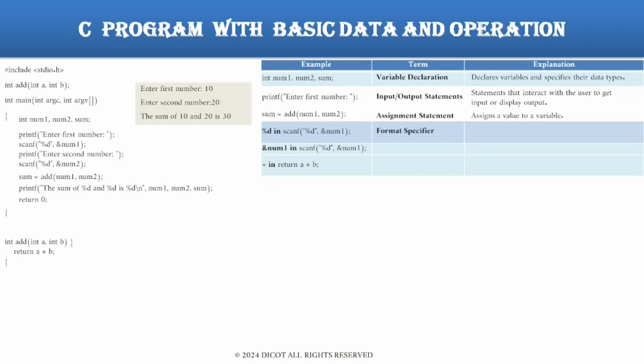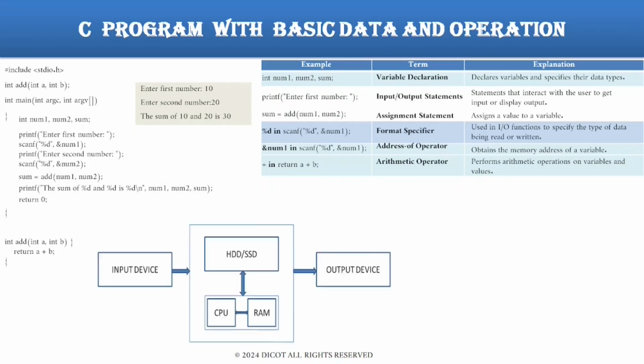add of num1, num2. Format specifier is used in IO functions to specify the type of the data that is being read or written. Example: %d in scanf. Address of operator obtains the memory address of a variable, such as ampersand num1, which is in turn used in the scanf function. Arithmetic operator performs arithmetic operations on variables and values, like plus in the return statement, return A plus B.